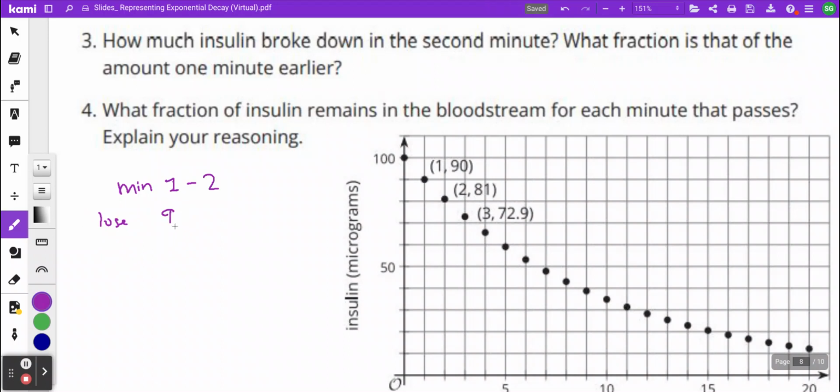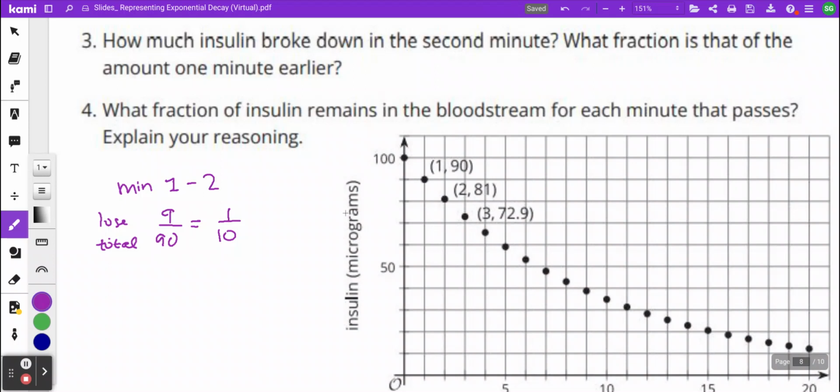And as far as the fraction goes, 9 micrograms out of, what did we start with at minute 1? Not at the very beginning, but at minute 1, how much insulin did we start with? At minute 1, we were starting with 90 micrograms. So in this 1 minute, we lost 9 of the 90 micrograms. And if you simplify that fraction, where our fraction is made up of how much we lost and then the total, that gives us the fraction 1/10.